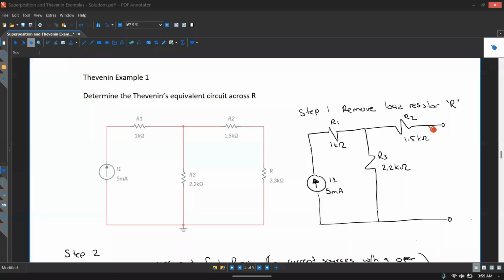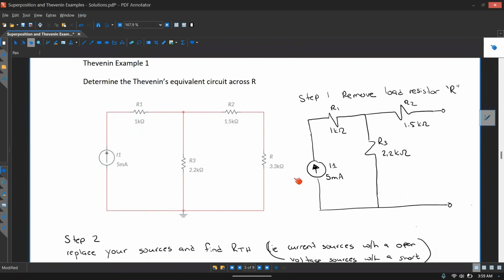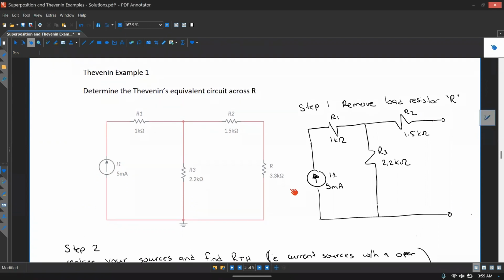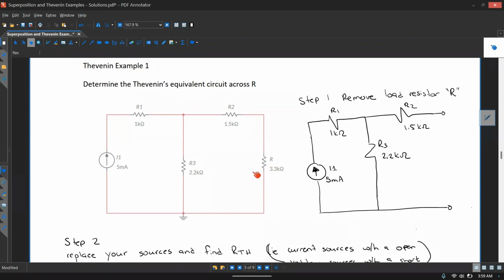All right. So this is our first Thevenin's example. For this particular one, you're asked to determine the Thevenin equivalent circuit across R, which is this resistor right here. And you have a current source. To find the Thevenin equivalent circuit, you have to follow these steps. Some of the steps are interchangeable, but we'll just walk through them step by step.